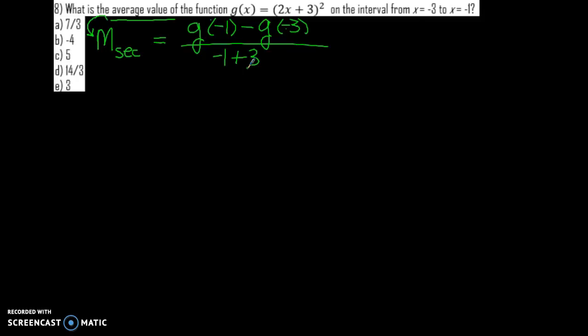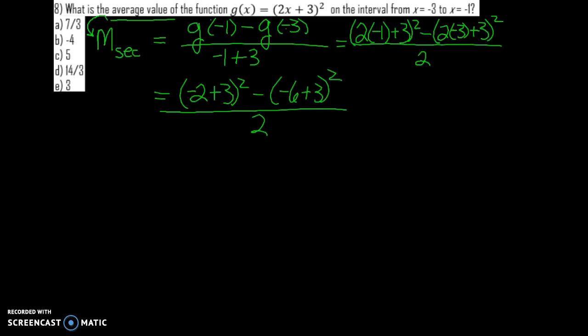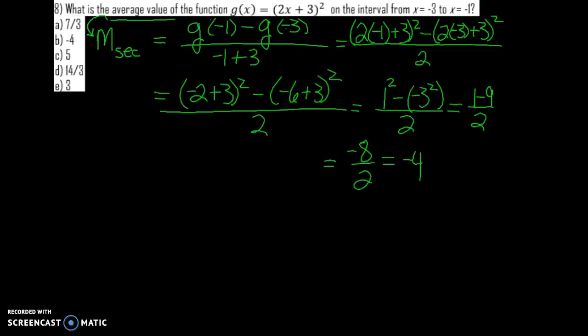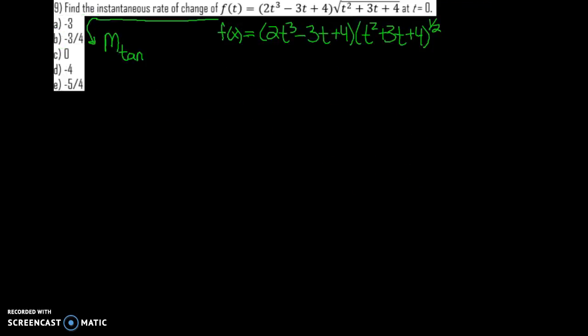After you plug in, you have that right there, and then condensing it even further gives you this, and finally simplifying it all the way through, you end up with -4.